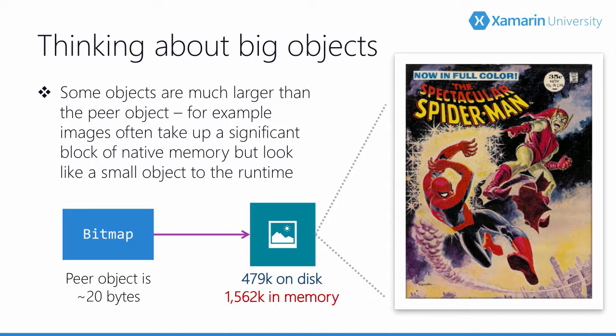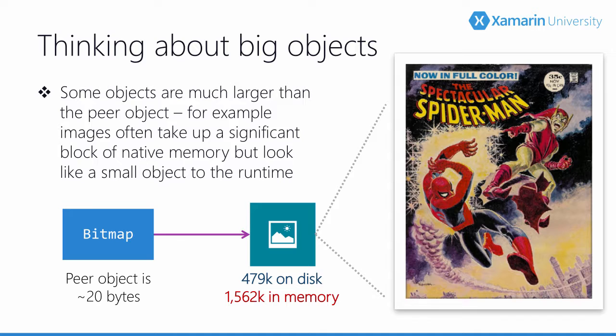In this case, you can see that on disk this image is about 479K, but because most image formats are compressed, it's not held in a compressed format in memory. It's fully expanded out to whatever the bit pixels are. It's going to be about 1.5 megabytes in size. That's a pretty significant chunk for a low-end Android device, and so getting rid of this object as early as possible is going to be crucial to making sure that our application continues to respond appropriately. Now, .NET includes some APIs that help with this, like GC.AddMemoryPressure.